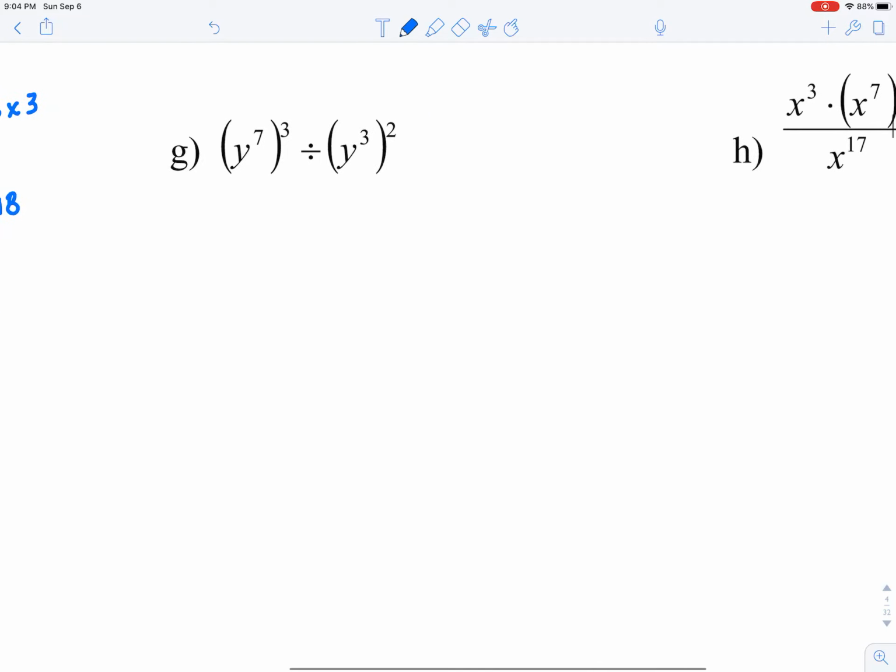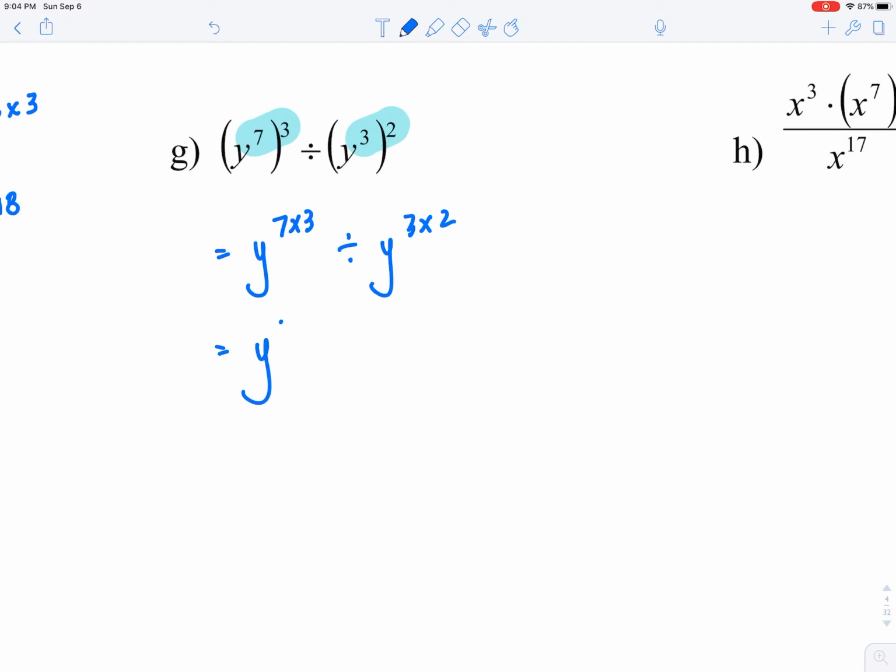G, we've got double power of powers, and then we've got to divide. So we're going to do the power of powers on those two, and then we'll divide. So that's going to be y to the 7 times 3 divided by y to the 3 times 2. So we get y to the 21 divided by y to the 6. Bases match and we're dividing, so we subtract the exponents, and we end up with y to the 5.